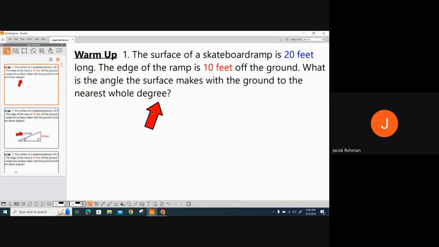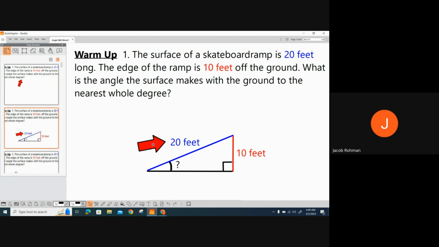So first, let's draw a picture of what this looks like. We know that the skateboard ramp is 20 feet, so I highlighted that in blue here. And then we know that it's 10 feet off of the ground, so that's what we see in red. And what we're looking for is the angle that the surface makes with the ground. So in other words, this black line here is the ground. Here's the angle that it makes with the ground.